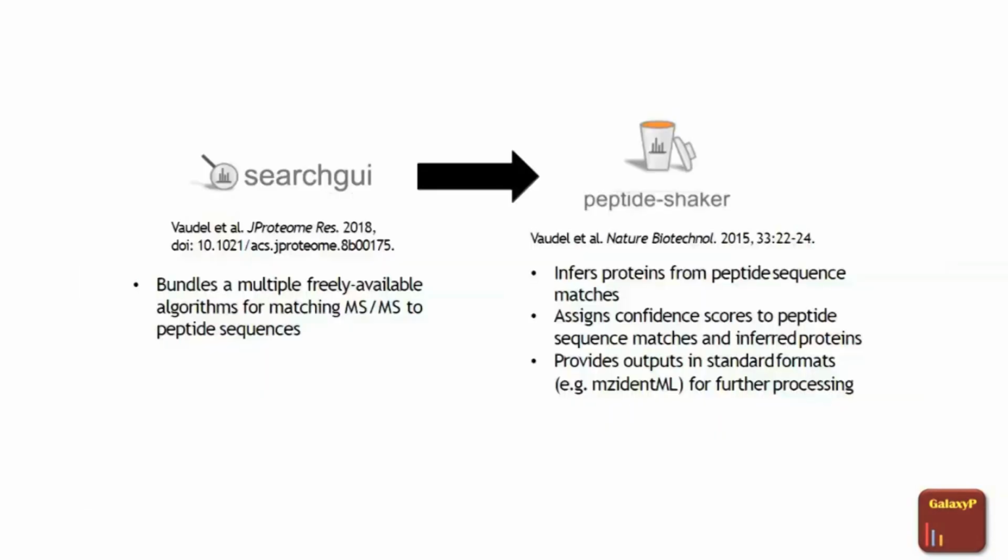SearchGUI, as I said, is freely available software. You can also run it as a GUI, but we have it in Galaxy, so it runs in the workflow that I mentioned. And then there is PeptideShaker, which basically does protein inference, does FDR analysis, and identifies not only peptides and PSMs, but also proteins from your sample. It also generates an mzIdentML file, which you can use for further processing.